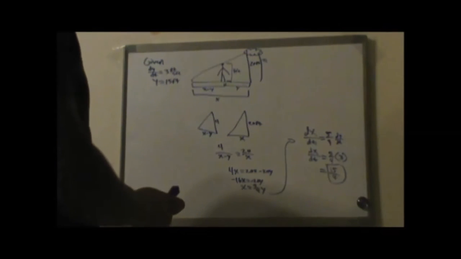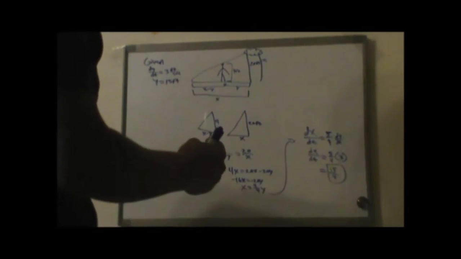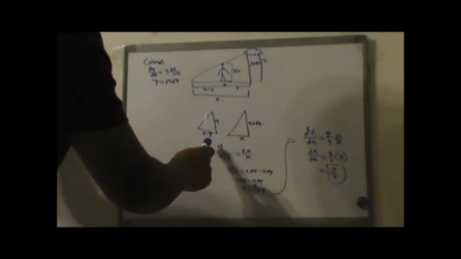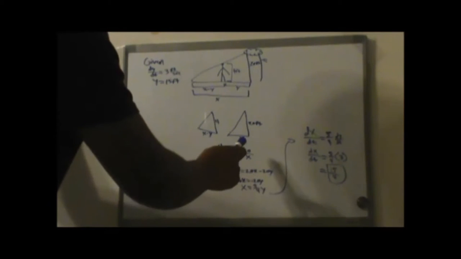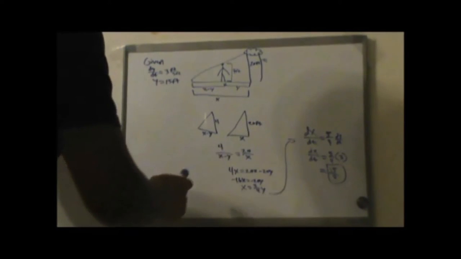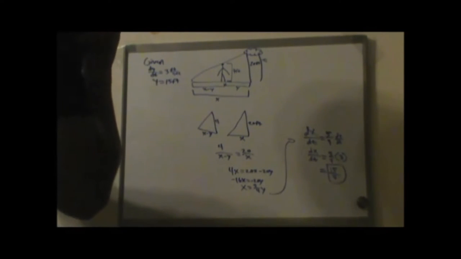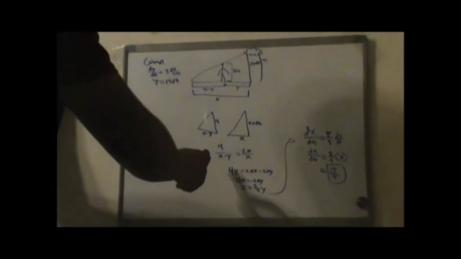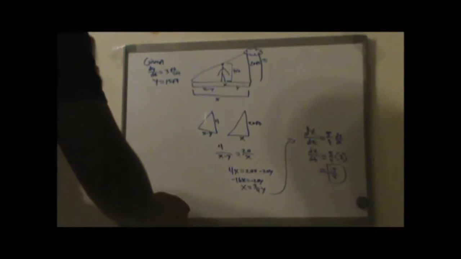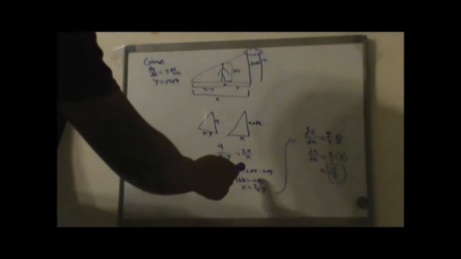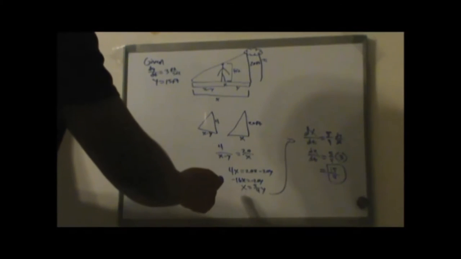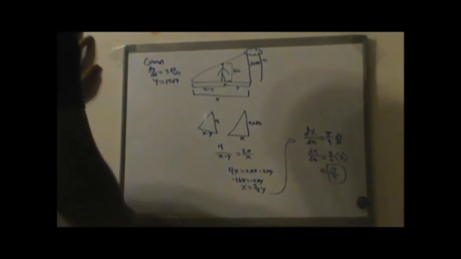So in order to solve this, we gotta split it up into two smaller triangles. One of the triangles is 4 and x minus y, and the other triangle is 20 over x. And to find this, we gotta do proportions, and here we got 4 over x minus y is equal to 20 over x, and from there we can multiply 4 by x and 20 by x minus y, and we get 4x is equal to 20x minus 20y.